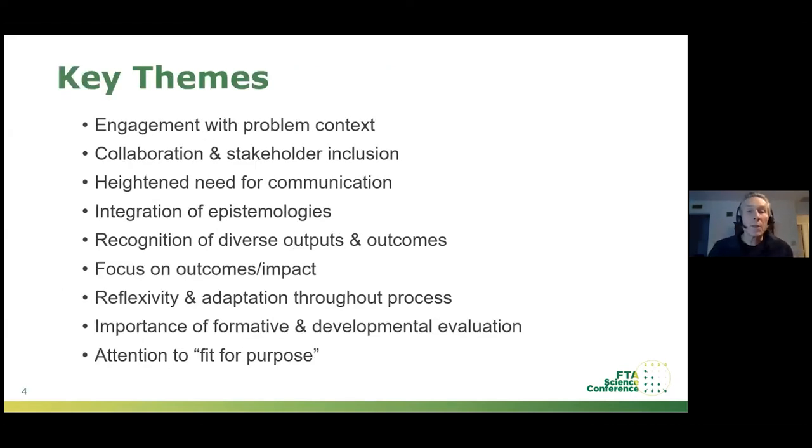This slide lists some of the key themes that emerged from this literature review. Ideas of engagement with problem context and collaboration and stakeholder inclusion and the increased need for communication are all featured prominently. In interdisciplinary work, there's the challenge of how to integrate epistemologies and methods, and in transdisciplinary work, the added challenge of how to integrate stakeholder knowledge and values. There's also emphasis on multiple kinds of outputs and outcomes, that is, not only peer-reviewed articles and citations, and a strong emphasis on problem solving. A key point is the attention to fit for purpose. We need to evaluate research against its aims, and this echoes something that Rick raised.